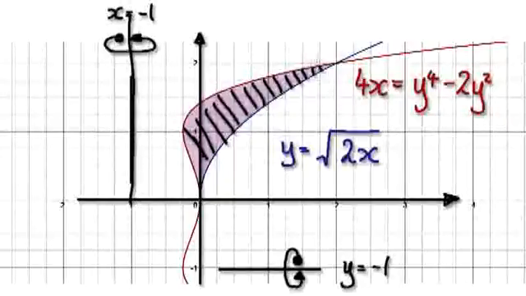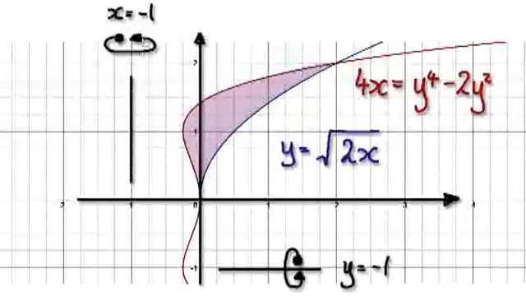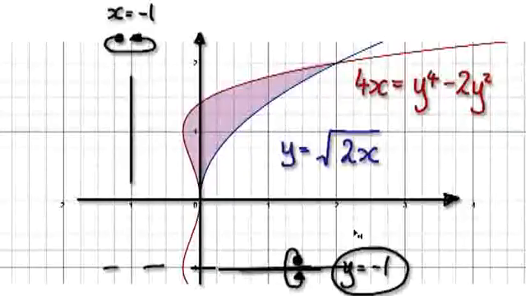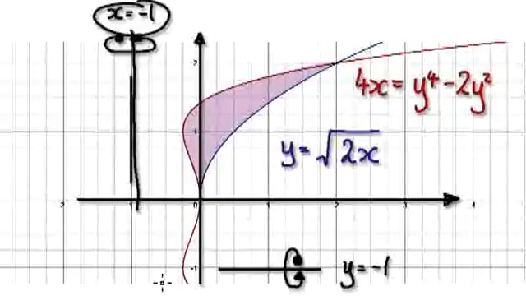So we're going to rotate it like this, and like this, and so on. We have a choice of rotating it 360 along the x equals -1 axis, or we can rotate it along the y equals -1 axis. The question is, which one will give me a bigger volume? Me rotating it along the x equals -1 axis, or me rotating it along the y equals -1 axis.